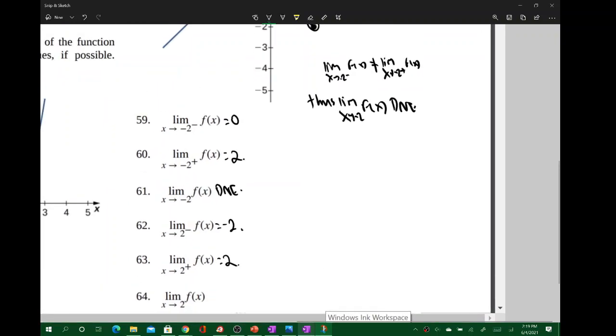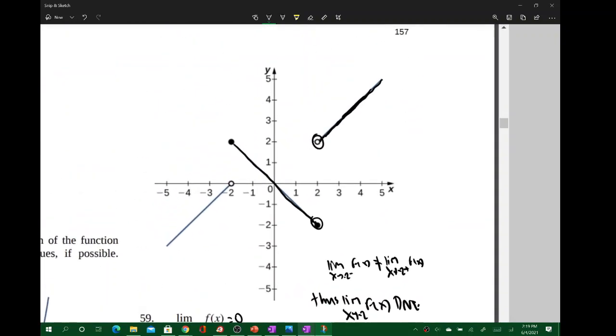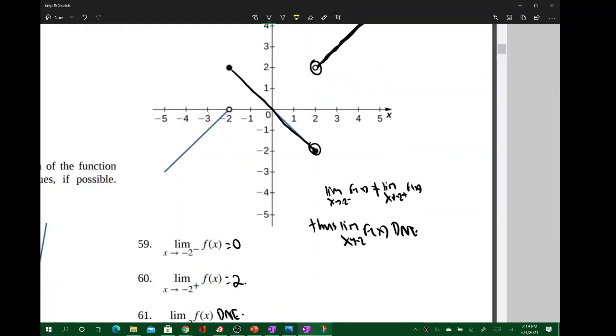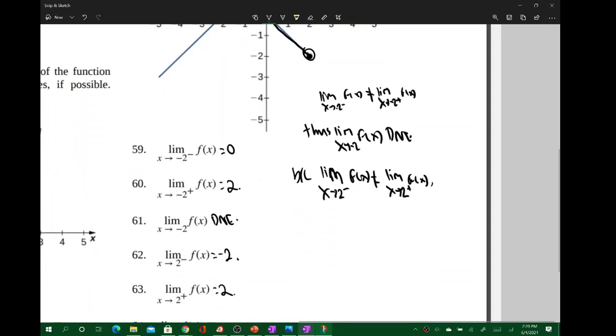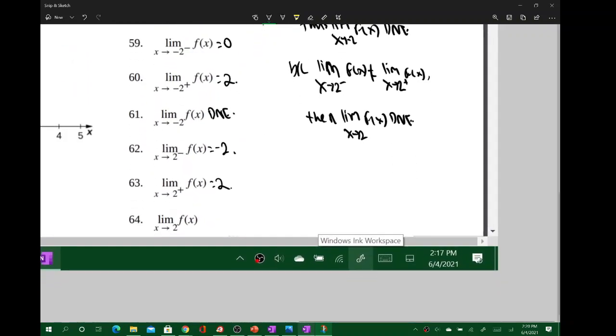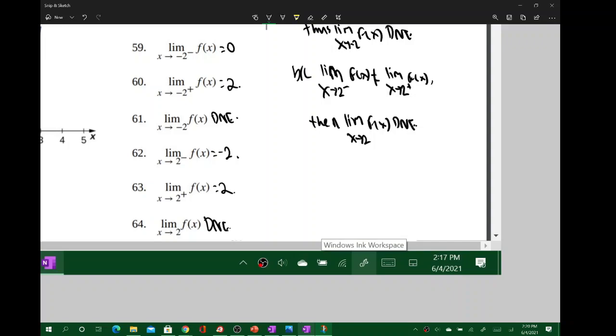And then the overall limit as x approaches 2, it goes here and then it goes here. So it approaches two different numbers. So the overall limit, because the limit as x approaches 2 from the left of f of x does not equal the limit as x approaches 2 from the right of f of x, then the limit as x approaches 2 of f of x does not exist. So this one does not exist.